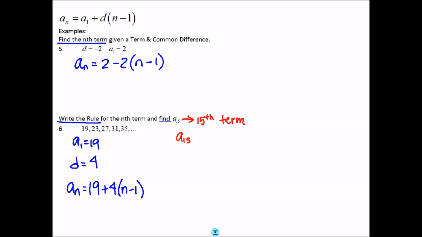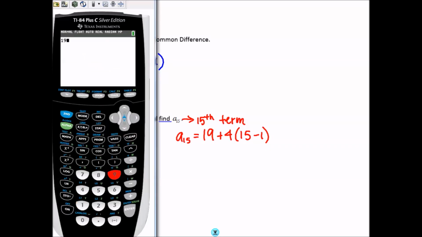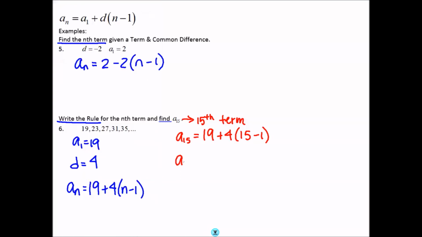So if we use the formula, we plug 15 in for n, and then you can just type this in your calculator. 19 plus 4 times 15 minus 1. And that's 75. So the 15th term in this sequence is 75.